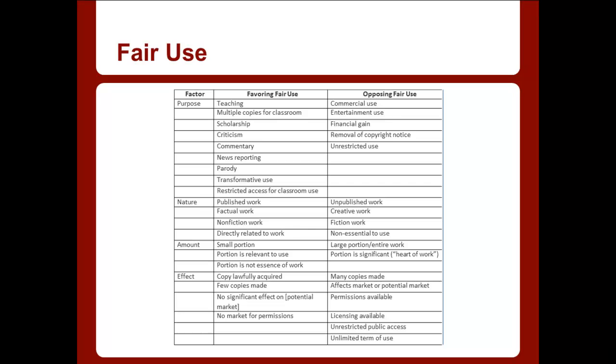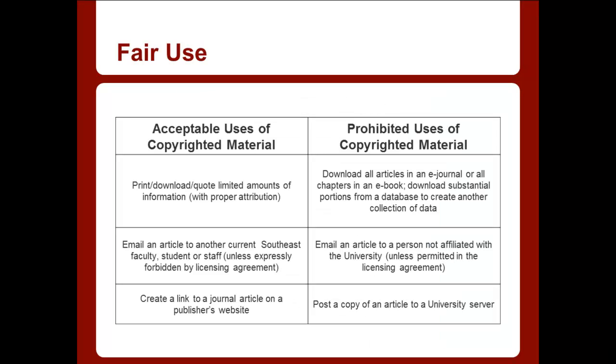For example, if the purpose of using the copyrighted material is for teaching or news reporting, you'll see it favors fair use. If the purpose is strictly for commercial use or financial gain, it does not fall under fair use. Feel free to pause this video at any time to look through any of the charts in more detail. This provides some specific examples of what is acceptable and what is not acceptable. For example, you can create a link to a journal article that leads to the publisher's website, but you cannot post a copy of that article to a university server.